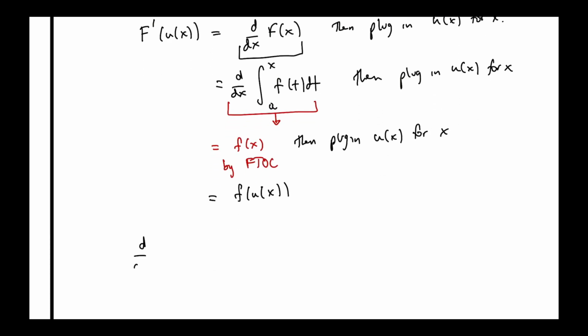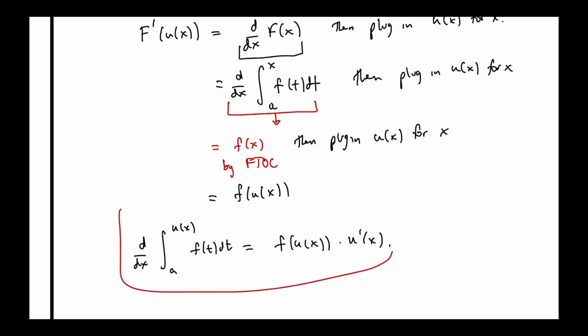So d dx of the integral from a to u of x of f of t dt is f of u of x times u prime of x. Okay, and this is the wrinkle version. It's essentially just the chain rule, right? Thou shalt obey the chain rule. Okay, so let's work an example of this.